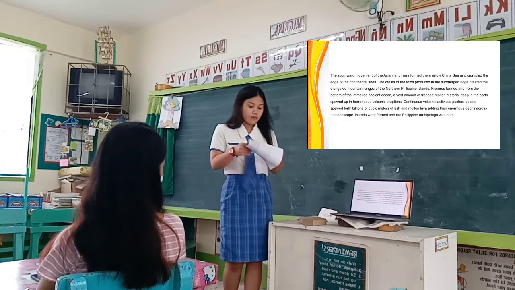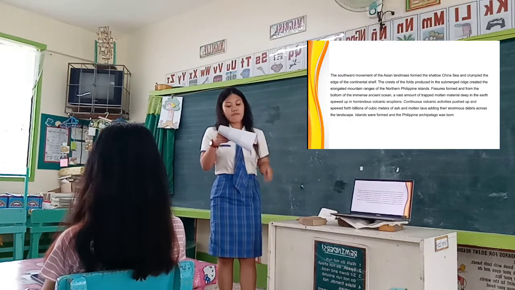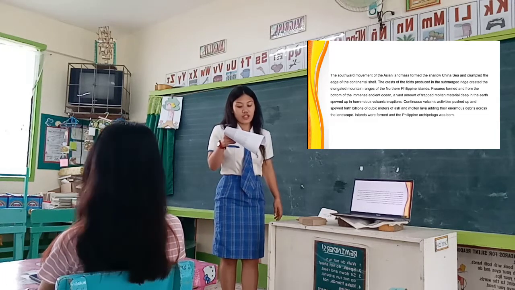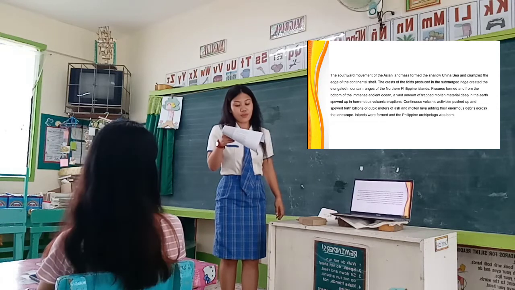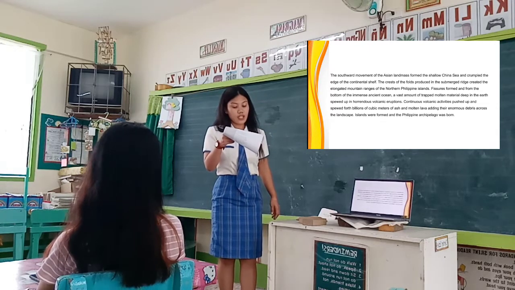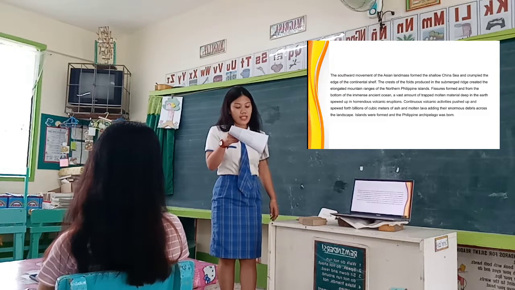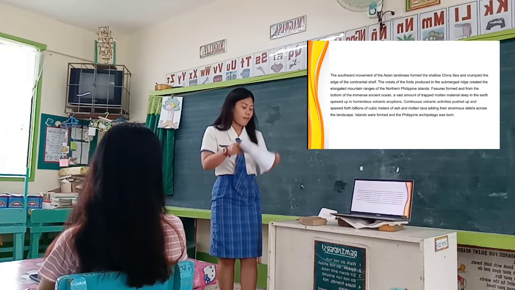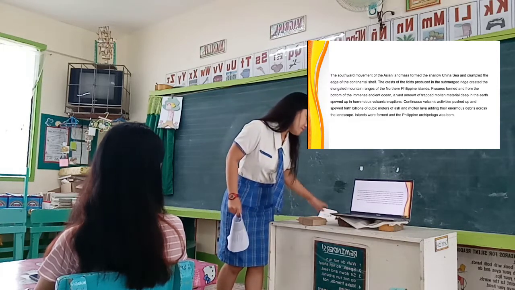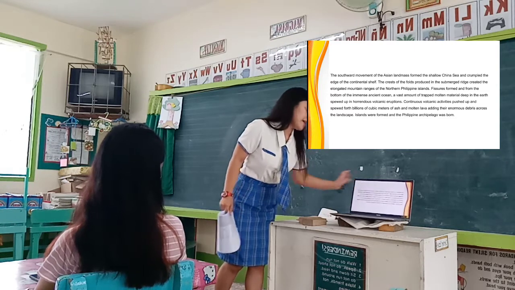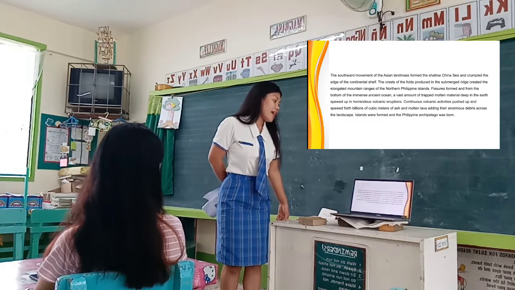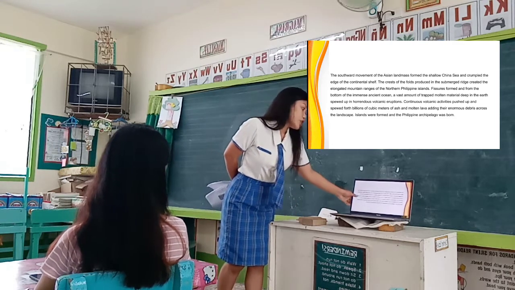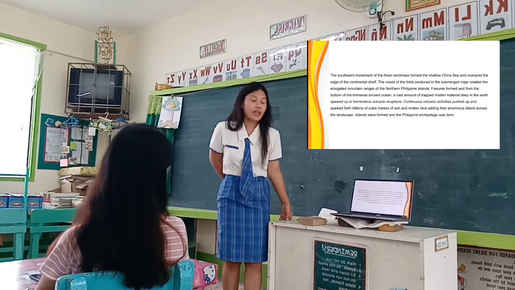So, the southward movement of the Asian landmass formed the shallow China Sea and crumpled the edge of the continental shelf. The crest of the folds produced in the submerged ridge created the elongated mountain ranges of the northern Philippine island. Fissures formed and from the bottom of the immense ancient ocean, a vast amount of trapped molten material deep in the earth spewed up in horrendous volcanic eruption.